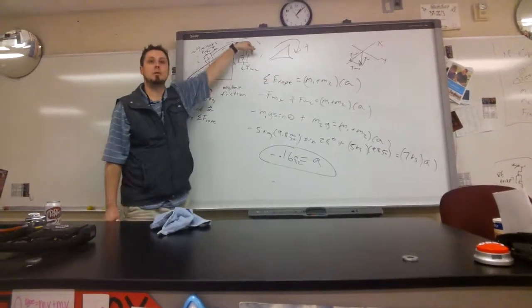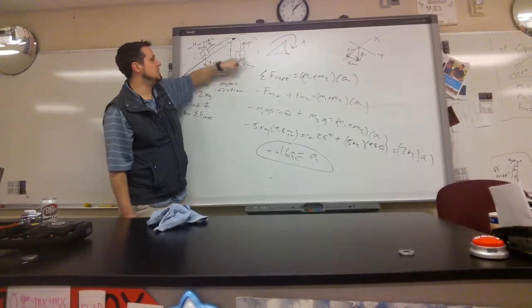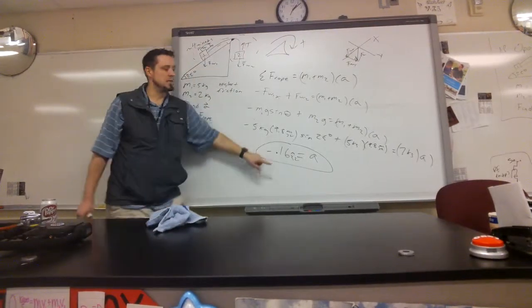And for block 2, call which way positive? Down. And then it would just be, if down's positive, negative T plus weight 2 equals m2 times this. You could go further.